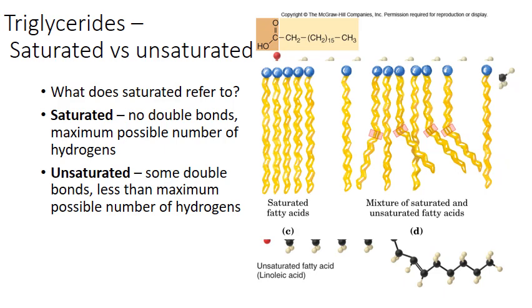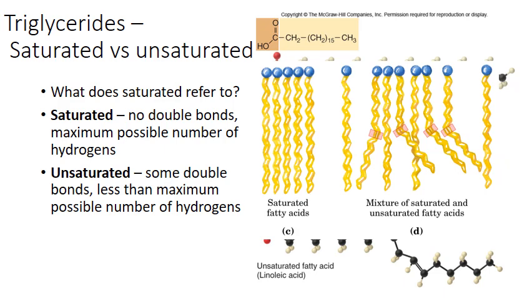Here, each carbon is bonded to 2 carbons and also 2 hydrogens. So it has more hydrogens up here and fewer down here. Unsaturated means it doesn't have the maximum possible number of hydrogens. It's not saturated by hydrogens. Does everyone see the distinction in saturated versus unsaturated?